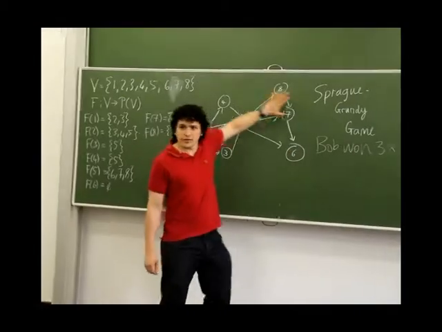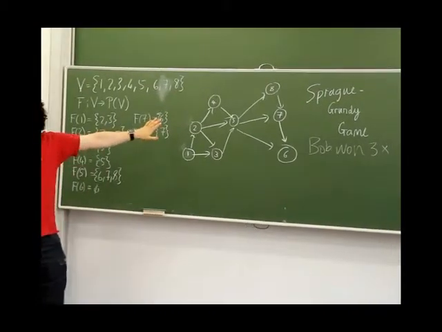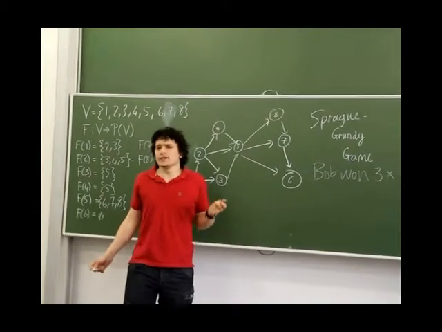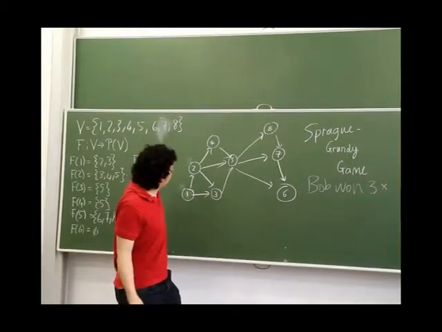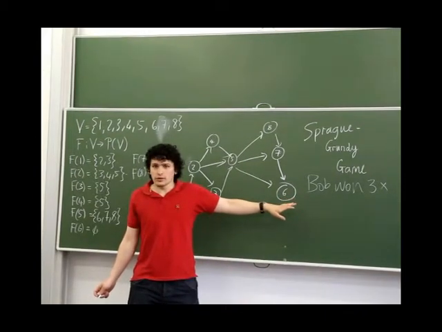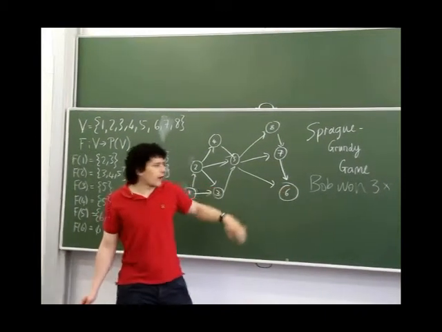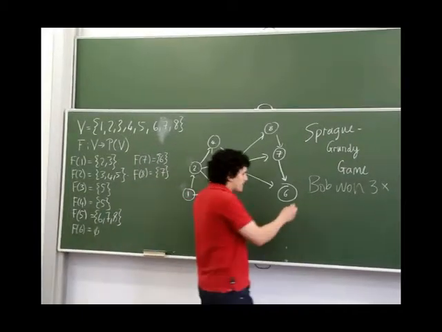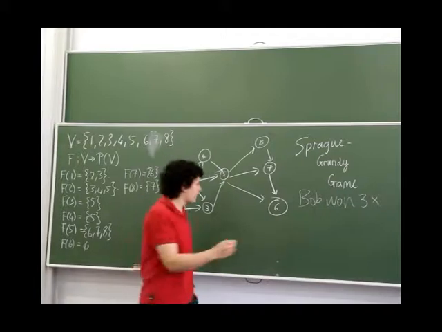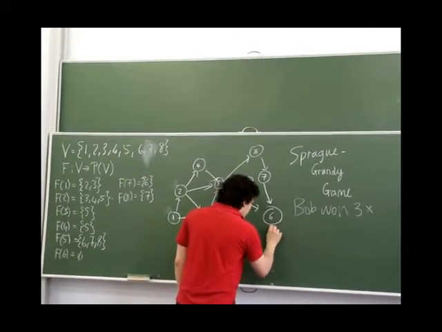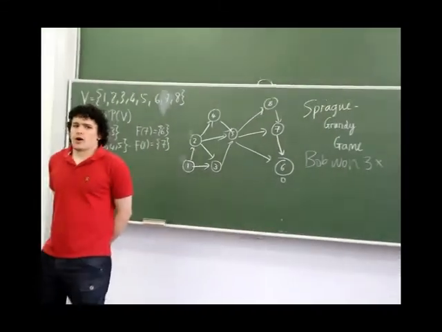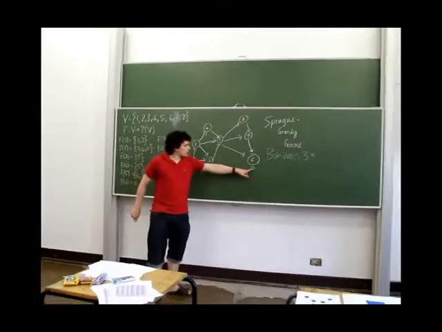I want you to look at this graph over here. Where is the last position? There may be more than one in some graphs, but in this case, there is one place in which if you find yourself there, you lose. It's number 6. Right. I'm going to call the Sprague-Grundy number of 6 0. Okay. I'm going to assign a 0 to 6.